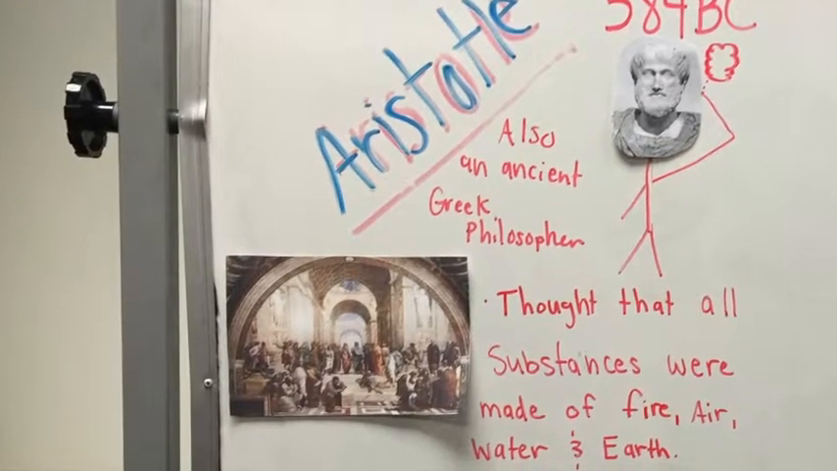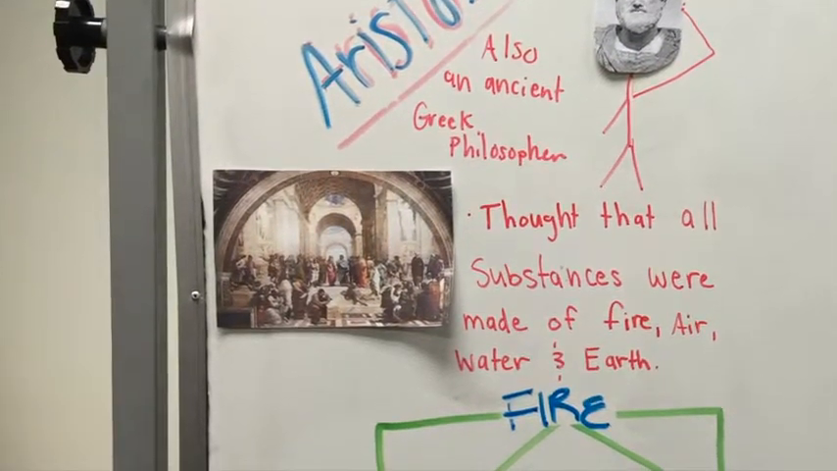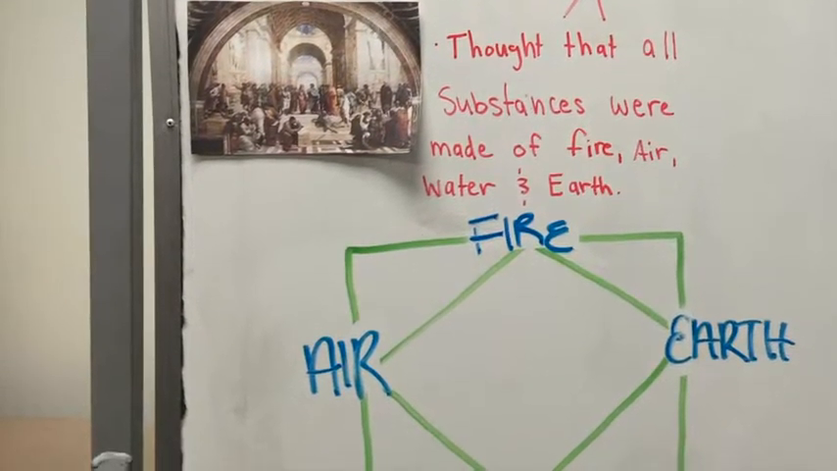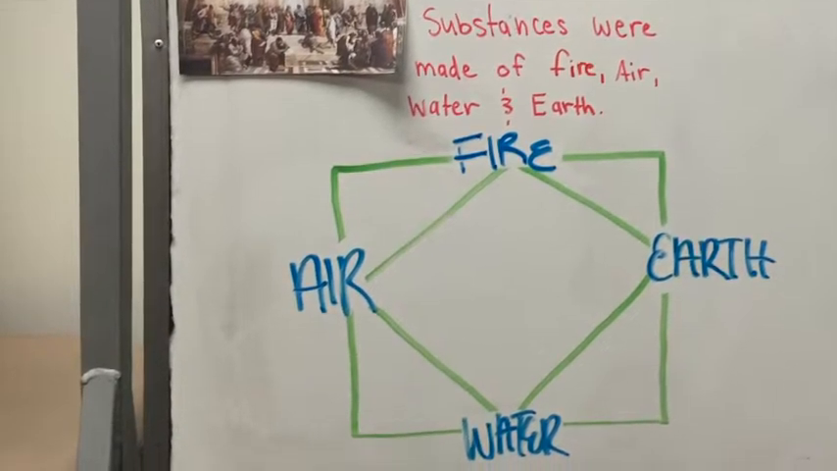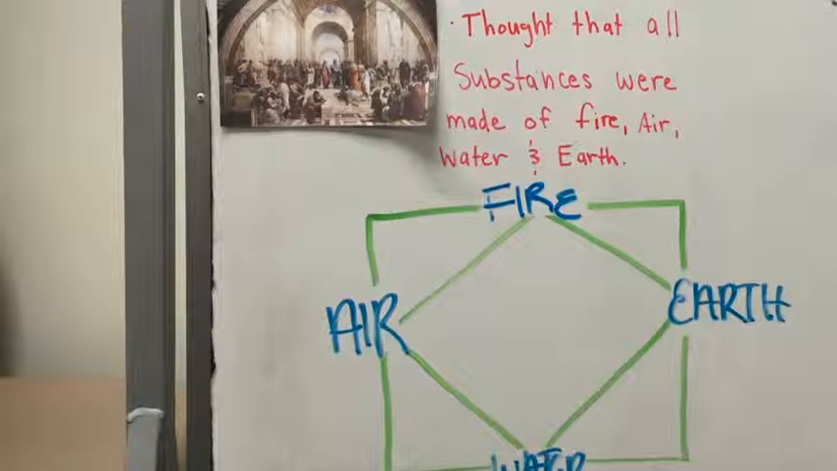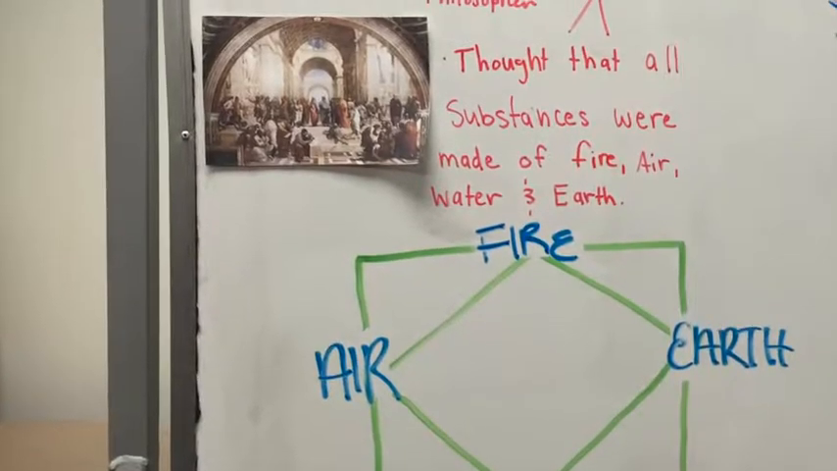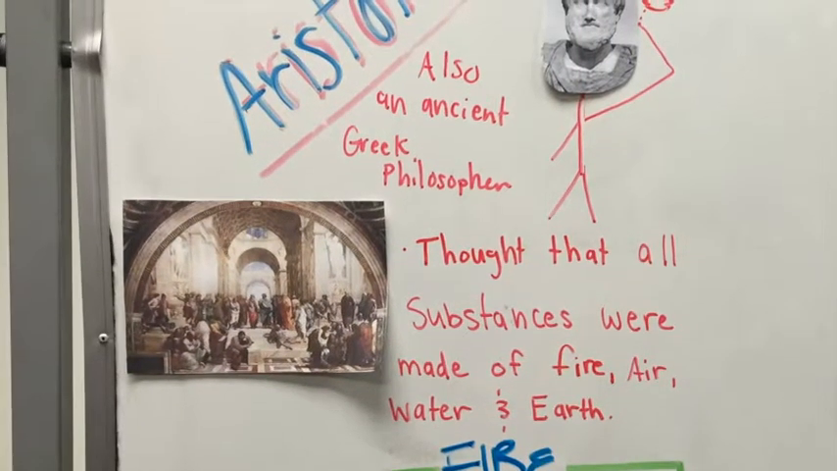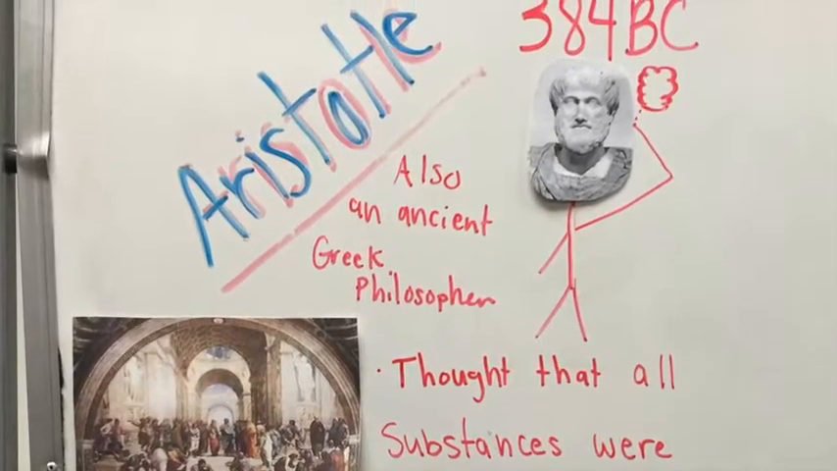Born in 384 BC, Aristotle was also a philosopher in the time of ancient Greece. He thought that all substances and materials were made up of fire, water, air, and earth. He disagreed with the idea of atoms, arguing that everything was made up of these four elements combined in different amounts.